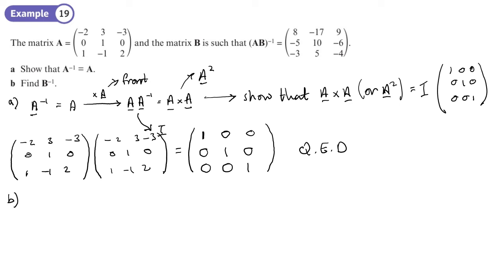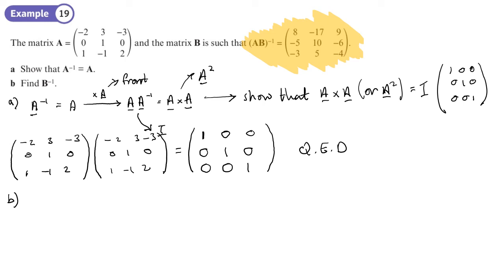In part B, it says find the inverse of B. Now if you think about it, we've been given this statement up here, that the inverse of the product is that, and we know that A equals its inverse, and we want to find B inverse. So can we use that statement and the fact that A inverse equals A to work out B inverse? Yeah, rather than trying to do some other method.